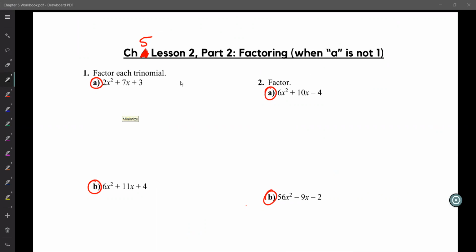Oh, sorry, I just realized I was unmuted. Yeah, it's number 1. Number 1, okay. 2J.